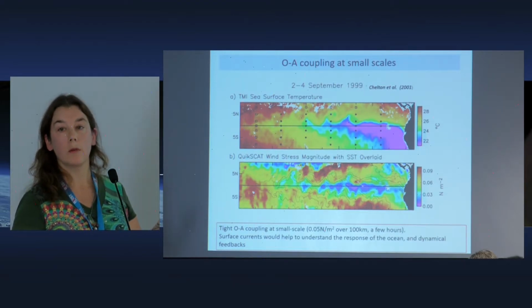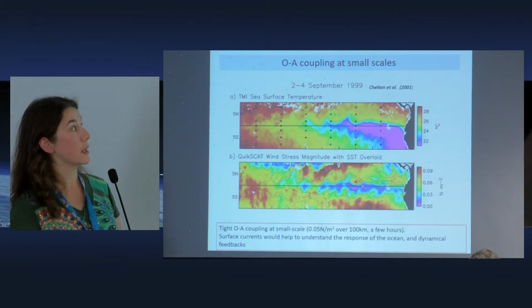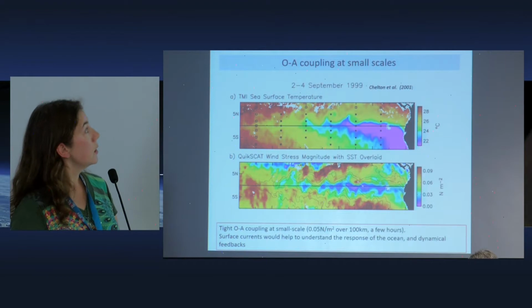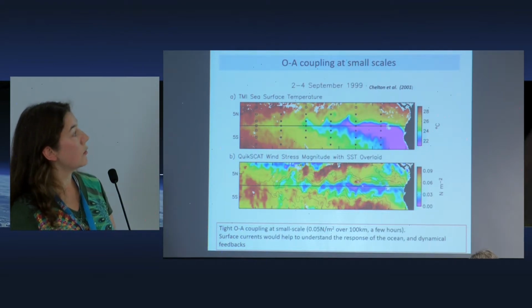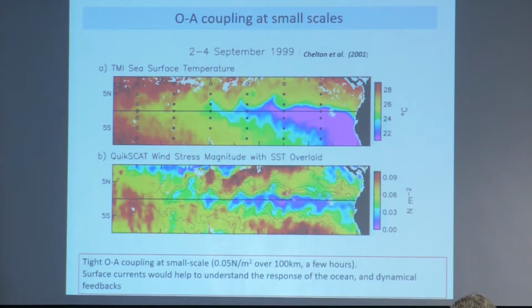The last point we discussed, we saw many examples this morning, is the ocean-atmosphere coupling at small scales. So this is a very famous plot from Chelton, showing in the same region a map of SST and a map of wind stress magnitude. So there is a strong, tight coupling at small scales around the front, and the atmosphere is responding to the SST gradients. But surface currents would provide more insight into this coupling by helping to understand the response of the ocean to the stress and divergence in the winds, and also to better understand the dynamical feedbacks and how this contributes to the maintenance of the front.